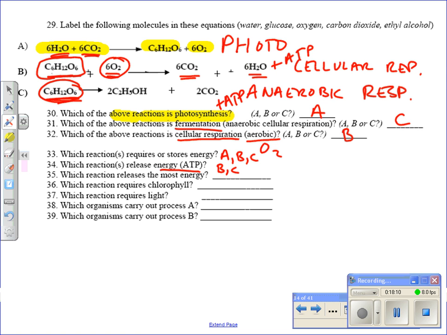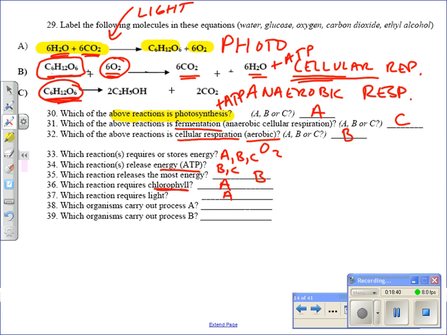Which reaction releases the most energy? That's going to be B. That's why we use cellular respiration, because it produces the most energy possible. Which reaction requires chlorophyll? Well, chlorophyll is what's in plants that makes them green. And what happens in plants? Photosynthesis. So the correct answer is going to be A. Which reaction requires light? Again, photosynthesis. Key component of photosynthesis is you need sunlight to make it go. So that's going to be A.